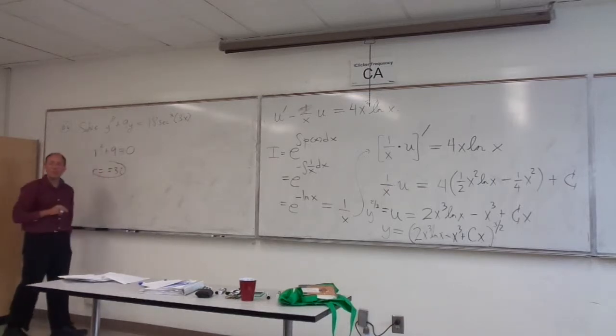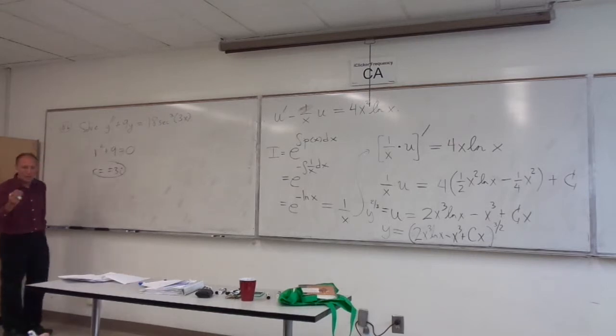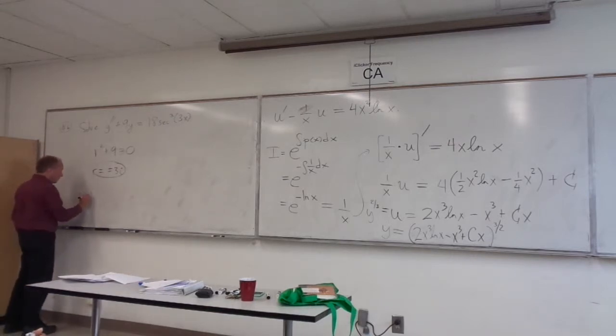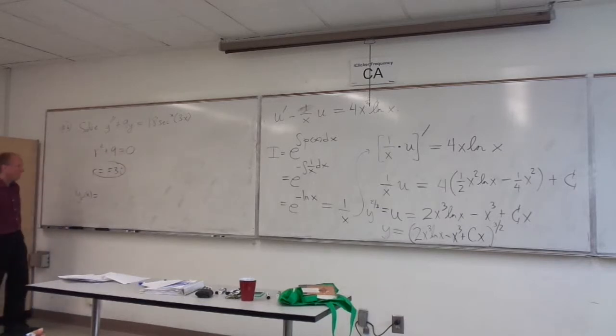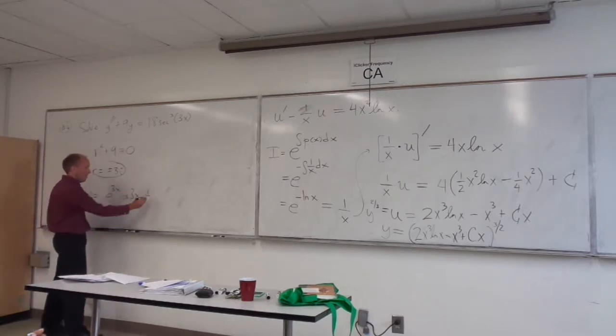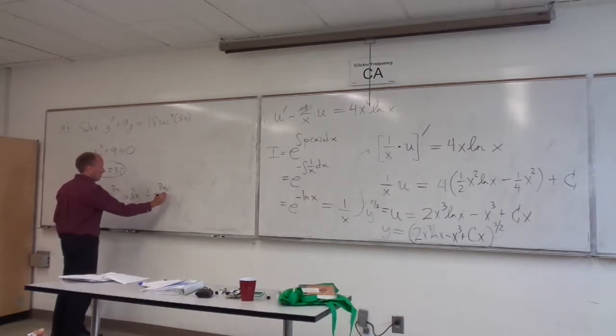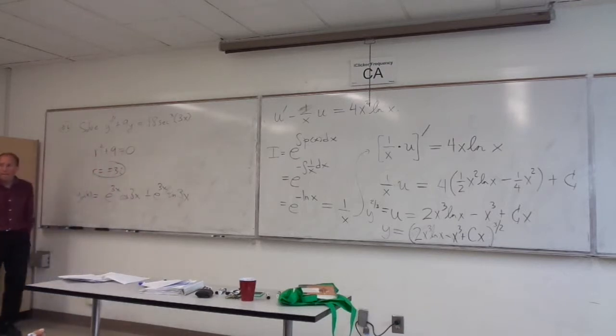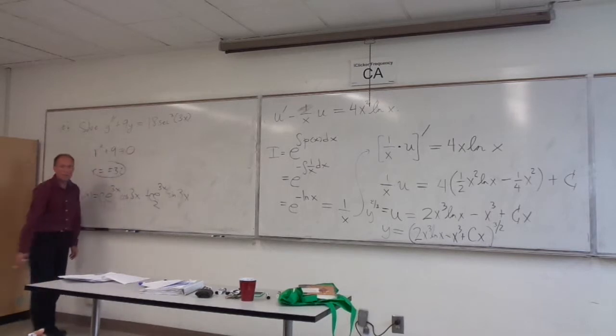Based on that, what can I do next? Eduardo, what's my complementary function going to be? e to 3x times cosine 3x plus e to 3x times sine 3x. Anybody have any problem with any of that? Oh, yeah. First of all, we need to have constants in here. And what else?